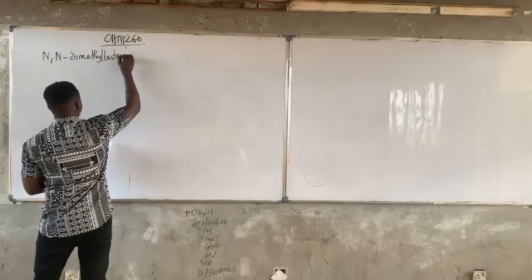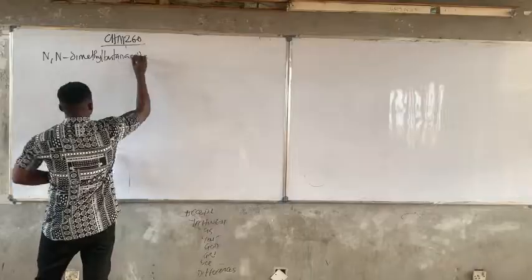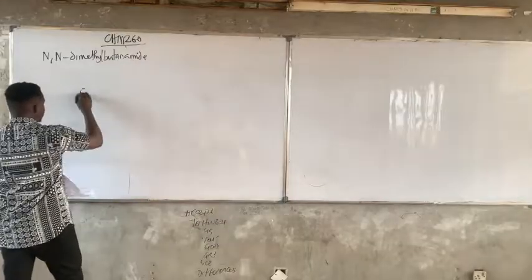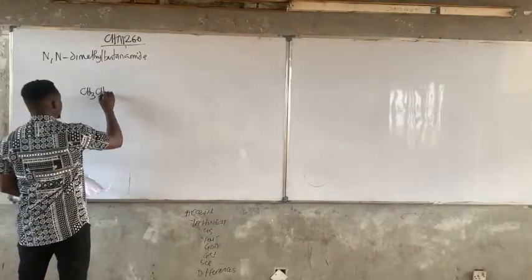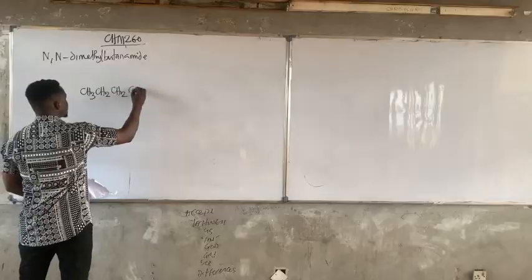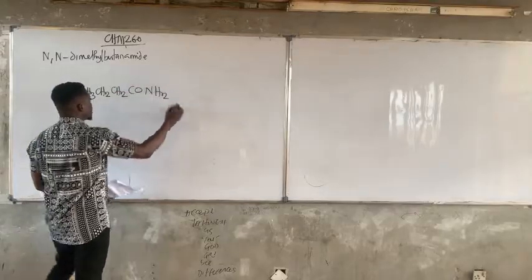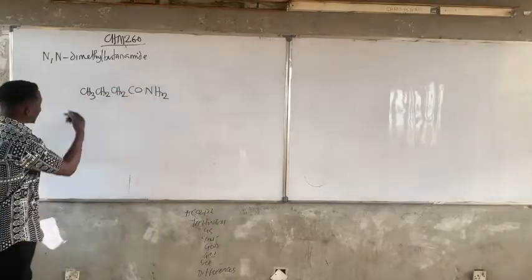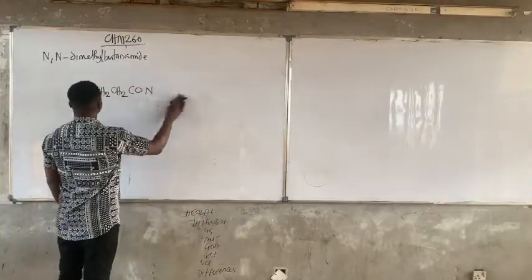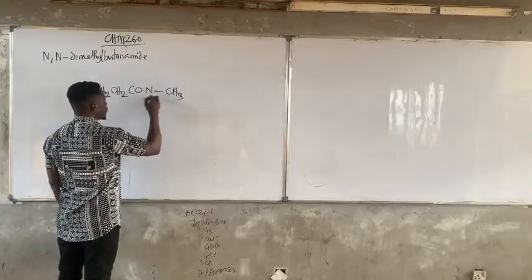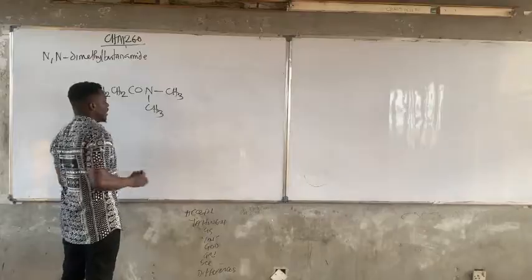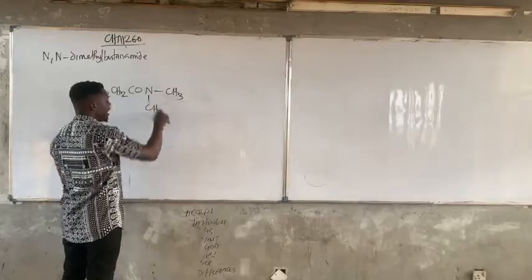Dimethyl. Now, butanamide is CH3, CH2, CH2CO, NH. This is butanamide. But on the end, we have dimethyl. So this is CH3 and this is CH3. Right? So since 2 substituents are on the end, we say N,N.